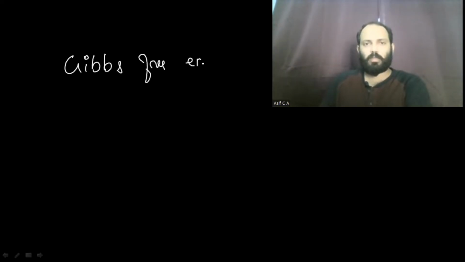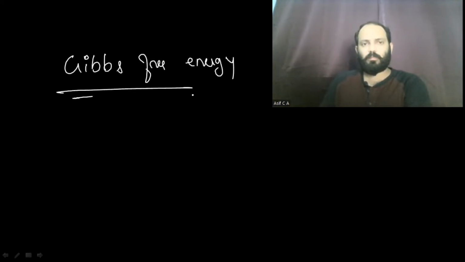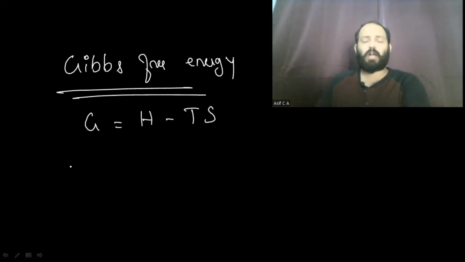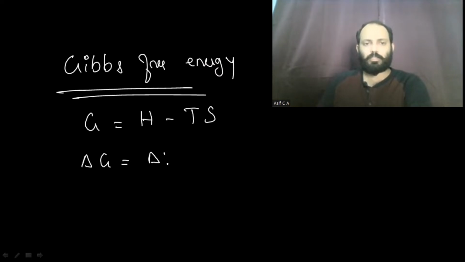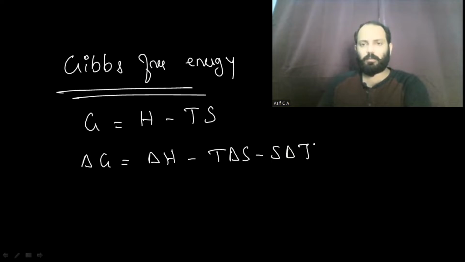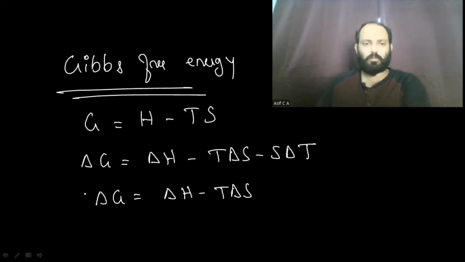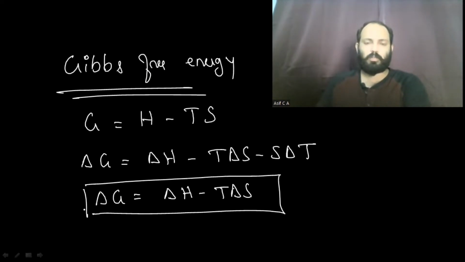இப்போ நீங்க Gibbs free energy பத்தி டிஸ்கஸ் பண்ணோம். Gibbs free energy G is equal to H minus TS. Okay, available amount of energy to do useful work. Okay, so delta G na delta H minus T delta S minus S delta T. Again at constant temperature delta G is equal to delta H minus T delta S. Okay, this is important equation.